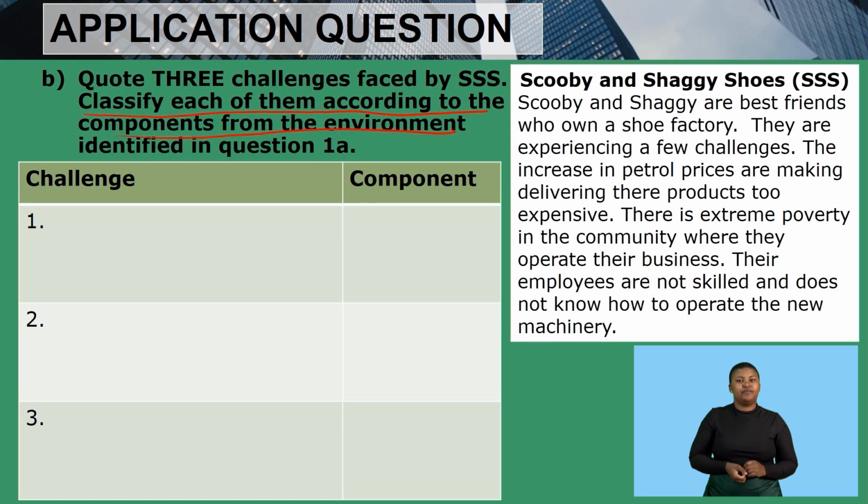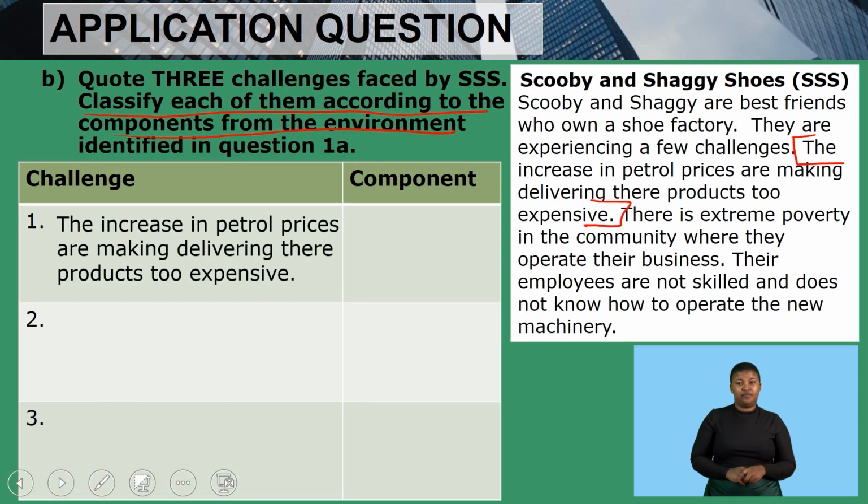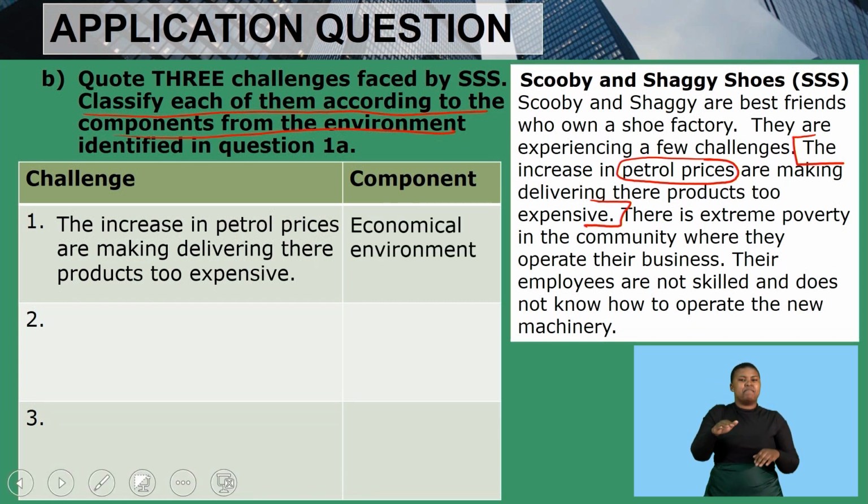So when we refer back to the scenario, the first 2 sentences, of course, being an introduction, and then the sentence states the increase in petrol prices are making delivering their products too expensive. So that is then our first challenge. So we are going to quote that whole sentence because that is our challenge. Petrol prices then, of course, being an example of the economic environment. So we will then classify it as an economic environment issue.